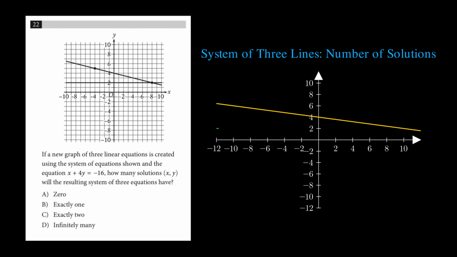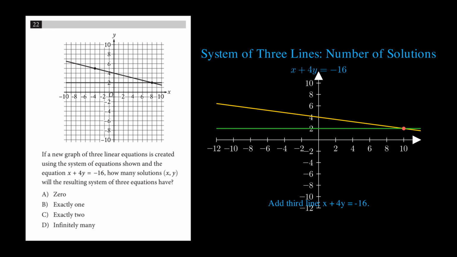That's the key idea. We see one slanted line, we see one horizontal line, which is y equals 2. Where do those 2 lines meet? They intersect at exactly 1 point. So right now, the system of those two lines has exactly one solution. So far, so good. The third equation is x plus 4y equals -16.